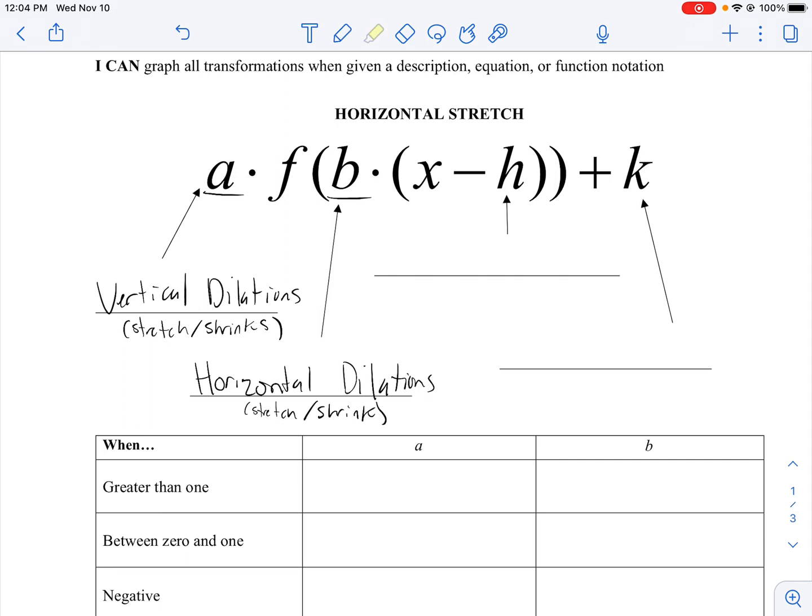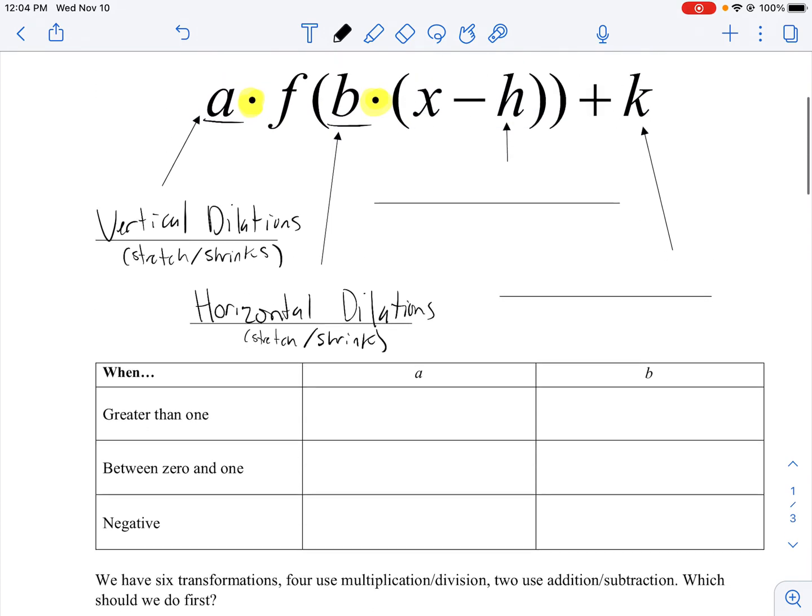Okay, and how we know it is those dilations, those stretches and shrinks, is because of multiplication. So when we're looking at these, we have the A and the B, and what those values were, right? Whether they were larger than 1, not larger than 1, or negative, right? Those were different transformations for each one of those. So let's talk about those really quick.